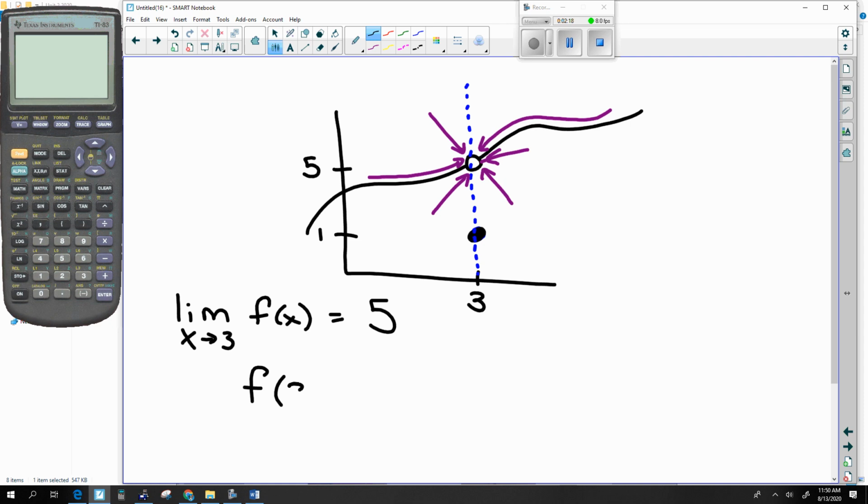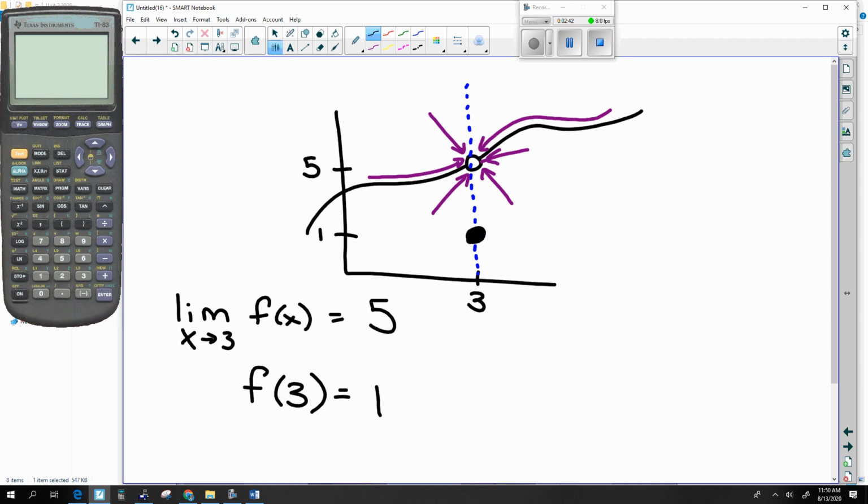Now, if you were straight up asked what is f of 3, then there needs to be an actual defined point. In that case, that is the actual point itself, which is at 1. Okay, so the limit is the lines leading up to the dot.